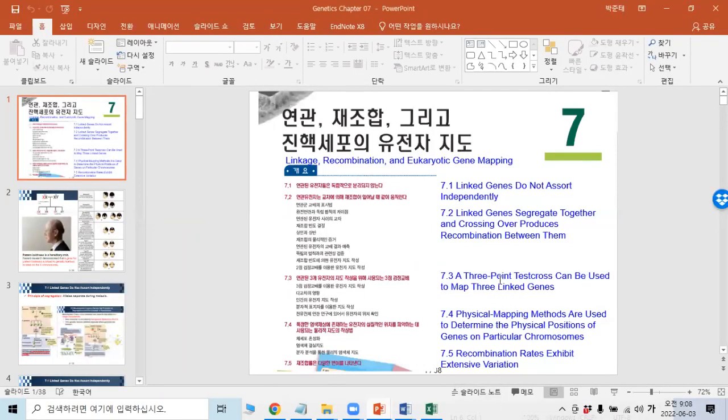Okay, so we will start from chapter 7. Do you have any other question in chapter 7, in the course or the homework? Do you have any other question? Okay, so we will start our class right now.